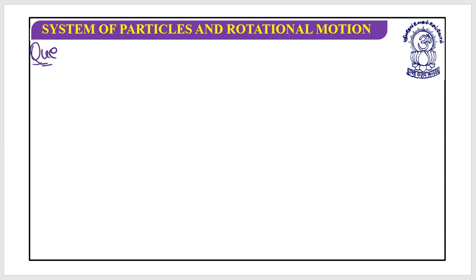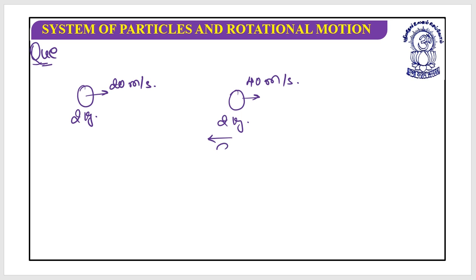Let's suppose the question is about one object having a mass of 2 kg, moving in this direction with a speed of 20 meters per second. A second object is there, again with a mass of 2 kg, moving with a speed of, let's say, 40 meters per second. The acceleration of this one, a2, is given as 2 meters per second square. On this one, the acceleration is 1 meter per second square.